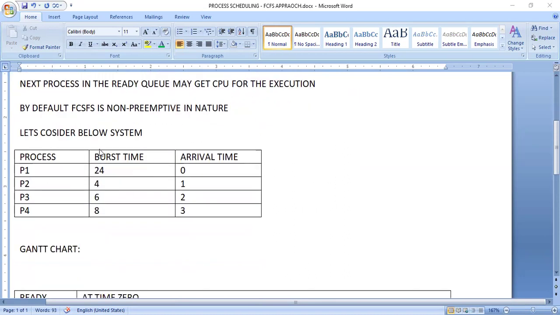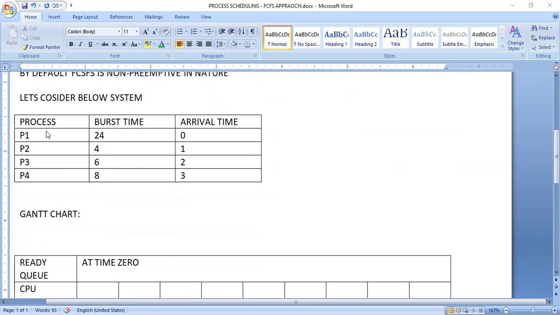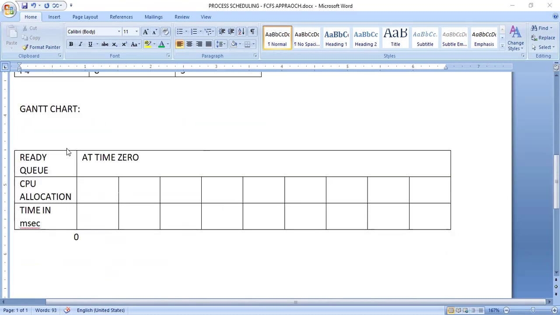Let us consider the example given below, where you have four processes P1, P2, P3, P4 with the burst times 24 milliseconds, 4, 6, and 8. Arrival time is also given. Processes will arrive to the system in the order 1, 2, 3, 4. Now we need to write a Gantt chart for the same. As all of you know, this is represented by a Gantt chart. Here you have a ready queue, CPU allocation, and time in milliseconds.